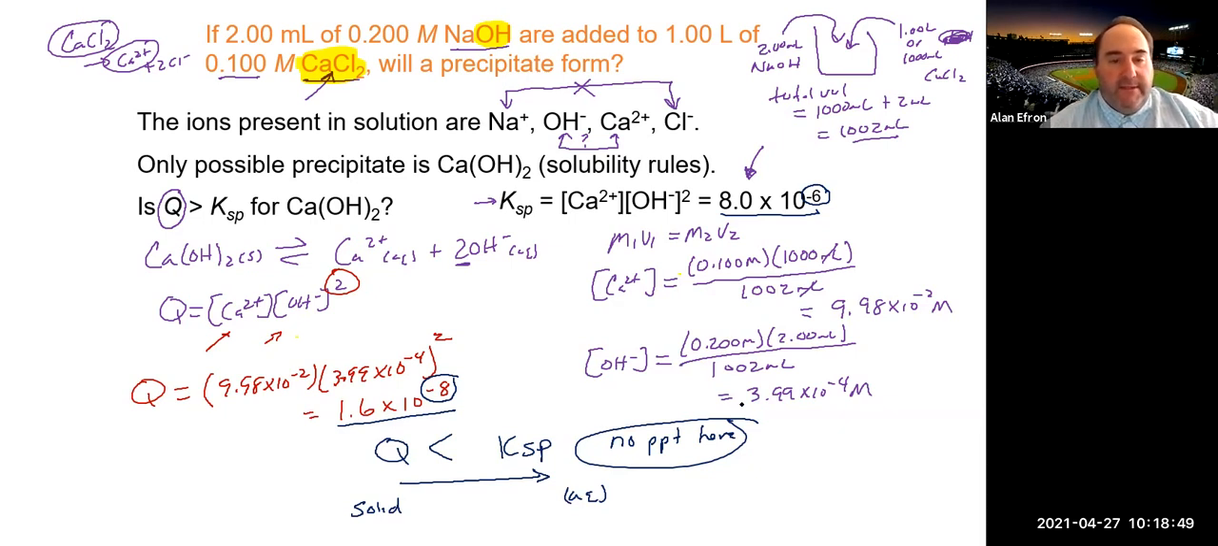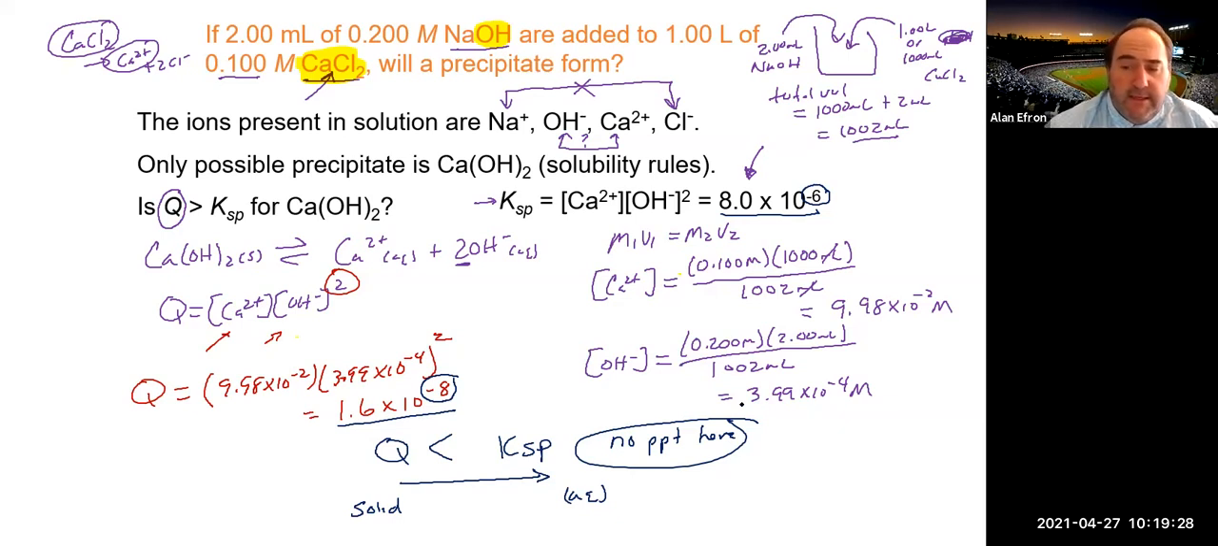So here we see the third effect on solubility, which is, again, even though based on solubility rules we would expect a precipitate to occur between calcium and hydroxide, we're actually not going to see it here because our concentrations are not high enough to allow a precipitate to actually form. Any questions on that?